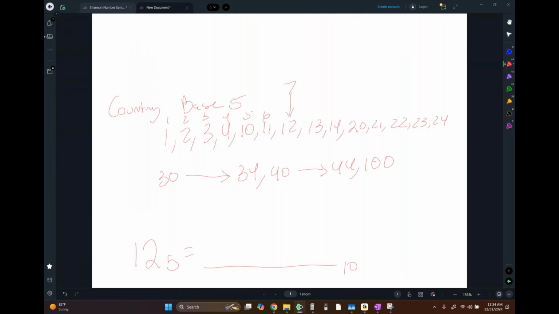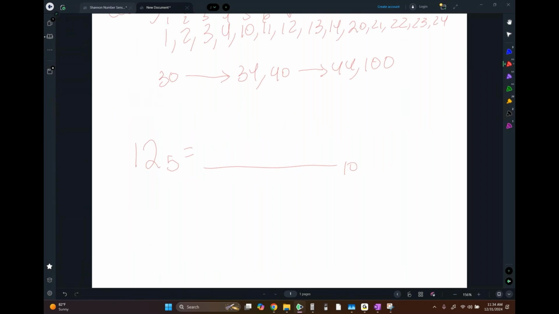Now, is there a shortcut to figuring out that 12 base 5 is 7? Yes, there is. And it's real fast. Here's what you do. You start here. You multiply that by this, and then you add that. So you do 1 times 5 is 5 plus 2 is 7.